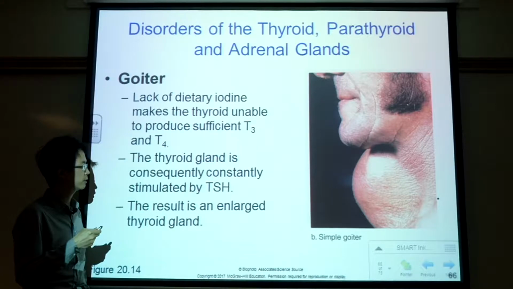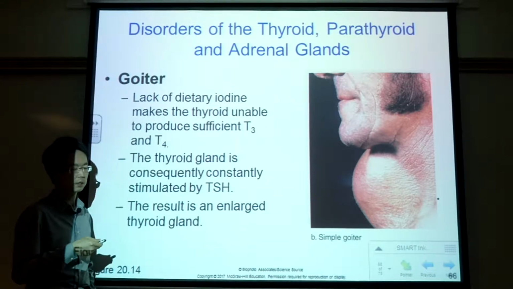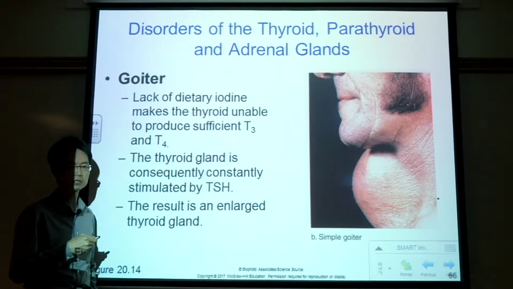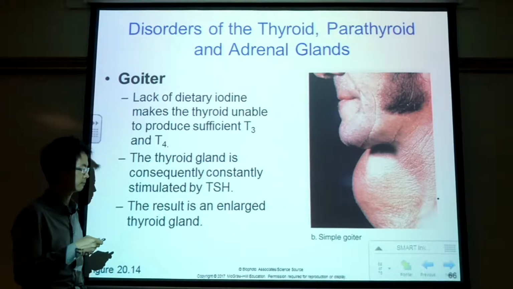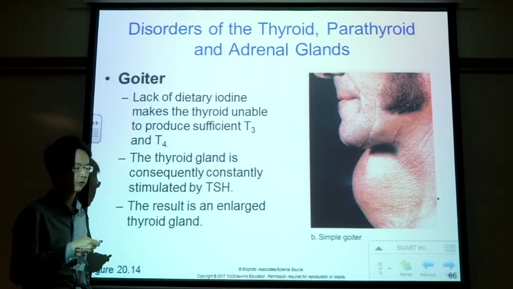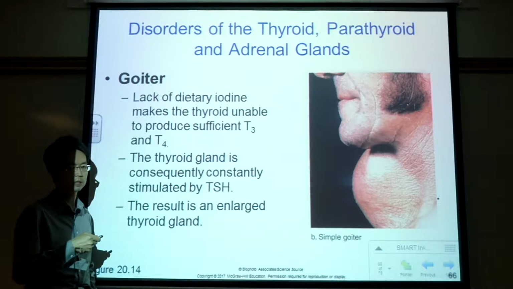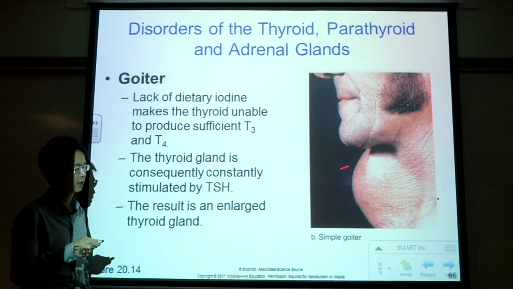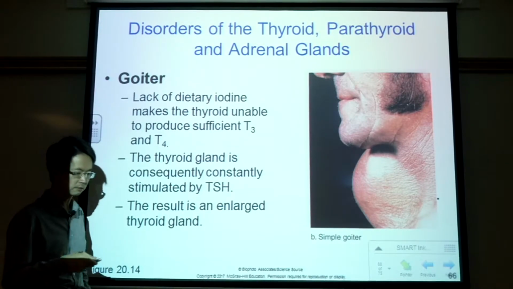Then if we do not get enough thyroid hormone, the thyroid gland will be stimulated by TSH. TSH stands for thyroid stimulating hormone, and it is secreted by the anterior pituitary. So when the thyroid gland is under constant stimulation of thyroid stimulating hormone from the anterior pituitary, the thyroid gland will keep on growing, growing, growing. That's why in goiter, your neck swells like a ball.